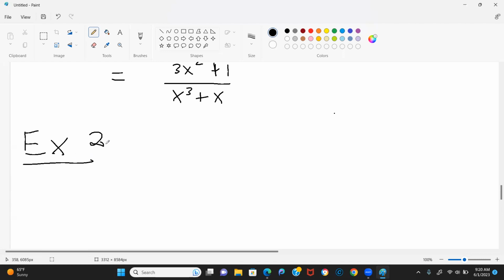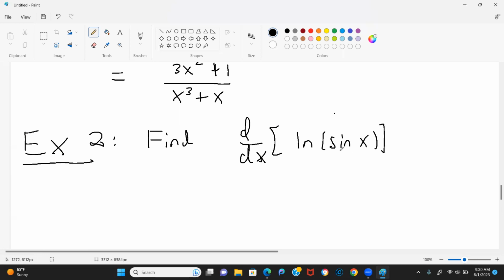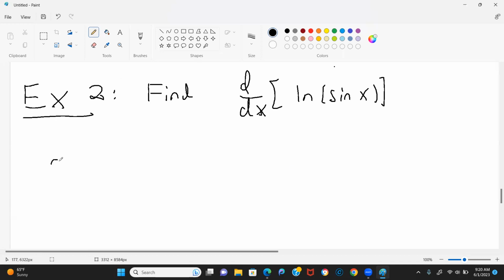All right, so let's look at another example. So this is example 2. And we want to find the derivative of natural log of sine x. So again, we need to use chain rule. Let's compute this derivative. So we have the derivative of ln of sine x.